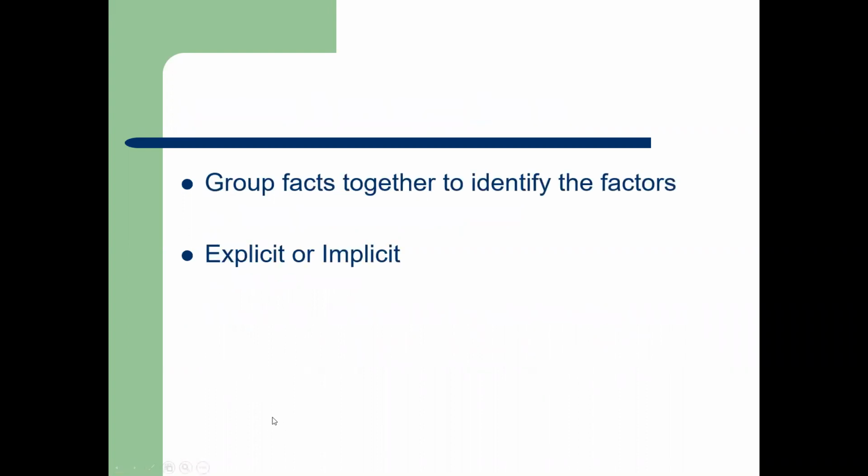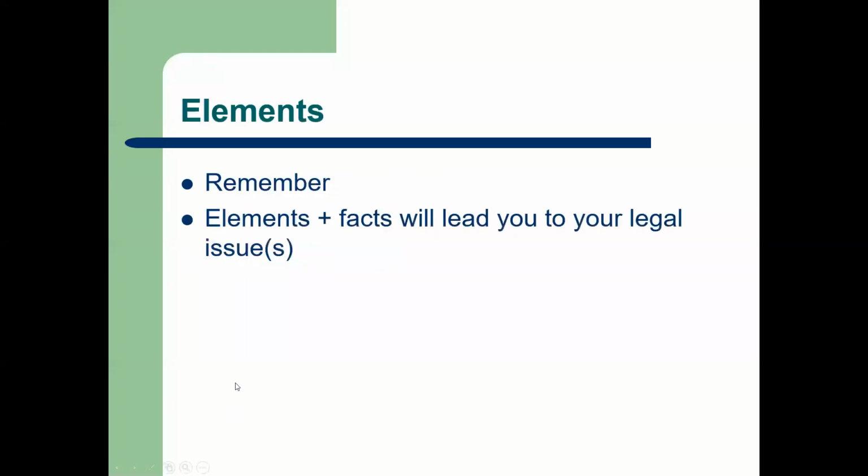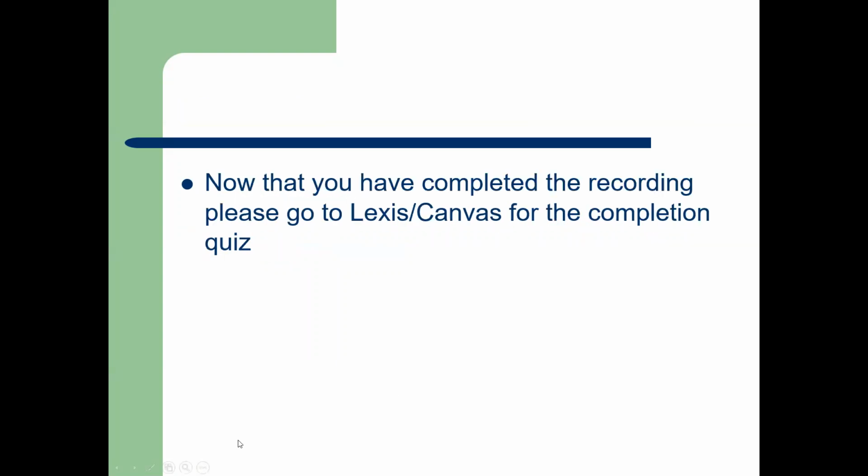So you would then want to group all of those facts together to figure out what the factors are. Sometimes it's going to be explicit or it may be implicit. So in terms of the elements plus the facts are going to lead you to your legal issue. We're going to develop that whole concept a little bit more in our Zoom meeting.